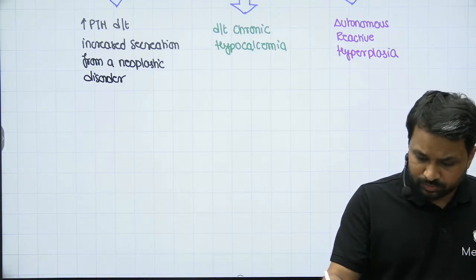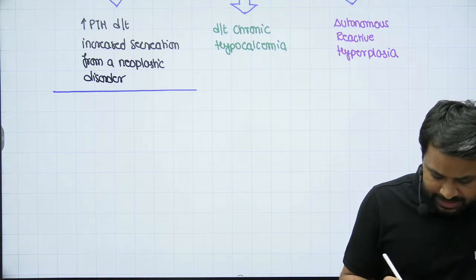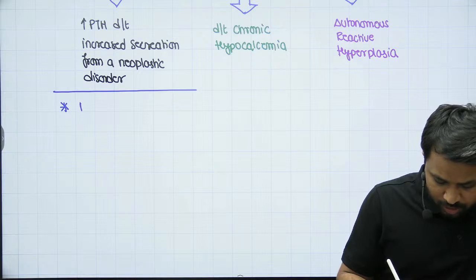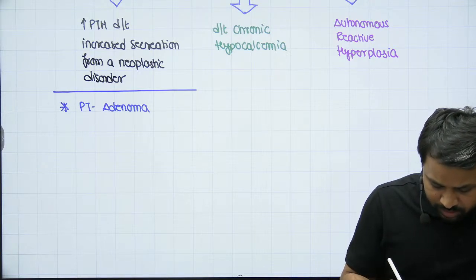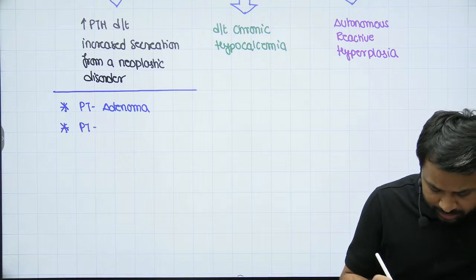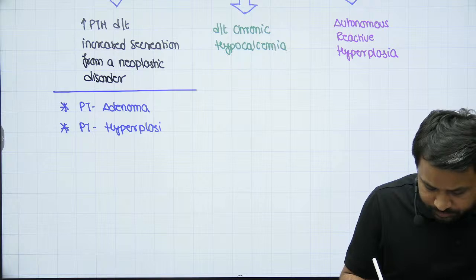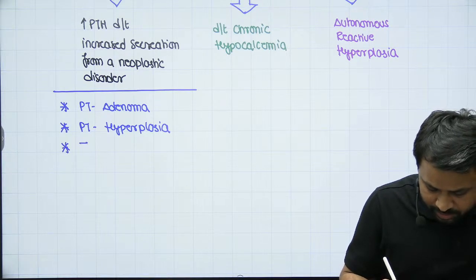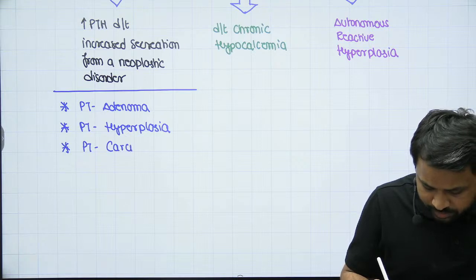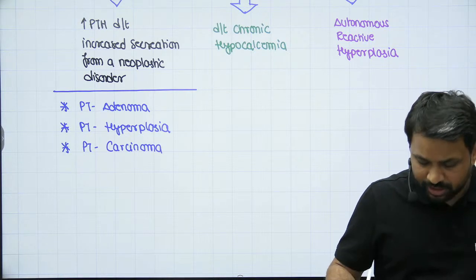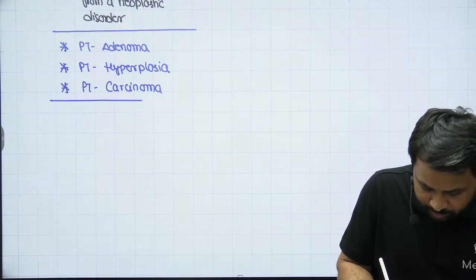So when you talk about primary hyperparathyroidism, the best examples that I can give you are parathyroid adenoma, which is a benign lesion. Another one is parathyroid hyperplasia, again a benign lesion. And the last example is parathyroid carcinoma. Right, so three disorders can cause primary hyperparathyroidism.